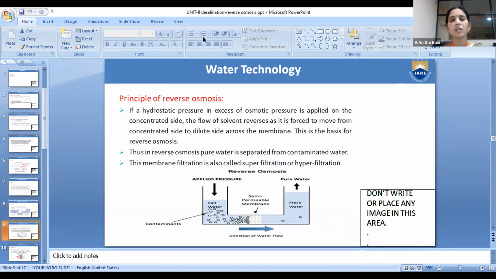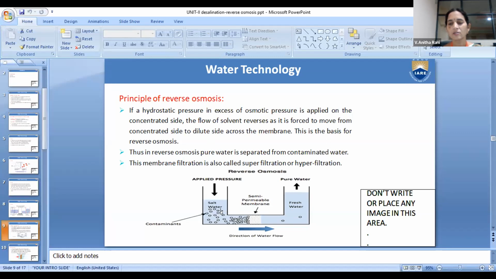Next, we discuss the reverse osmosis process. In osmosis, the flow of solvent is from lower to higher concentrated solution through a semi-permeable membrane. But in reverse osmosis we follow the osmosis process in the opposite way. The flow of solvent takes place from the higher concentrated solution to the lower concentrated solution through a semi-permeable membrane. But how? By applying pressure on the concentrated side solution.